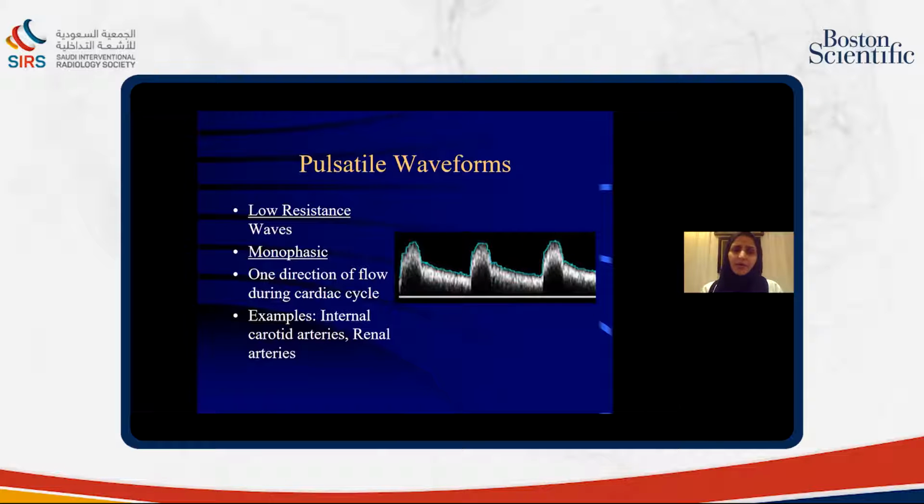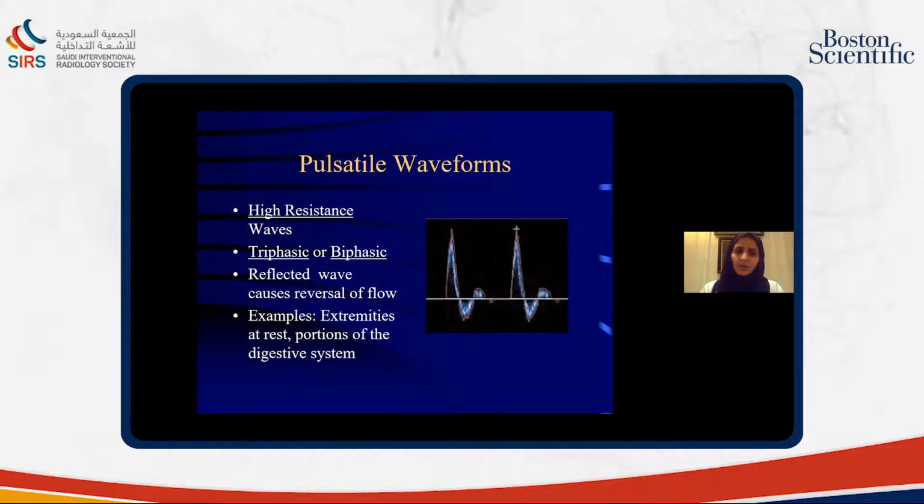Second type of waveform, low resistance, or what we call monophasic waveform. Monophasic waveform: one direction of flow during the cardiac cycle. We see it in one direction. There is nothing below the baseline. And we usually see this low resistance waveform supplying organs like the brain, liver and also the renals. So this is what we call low resistance.